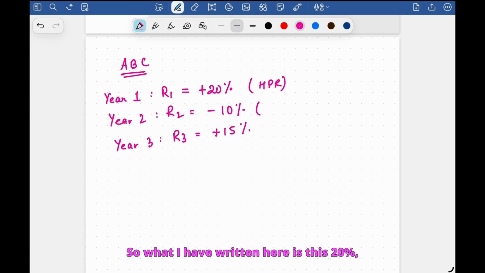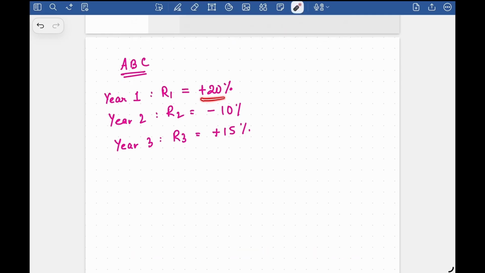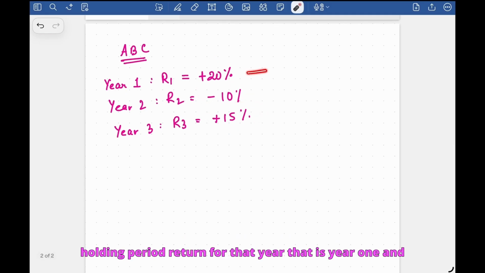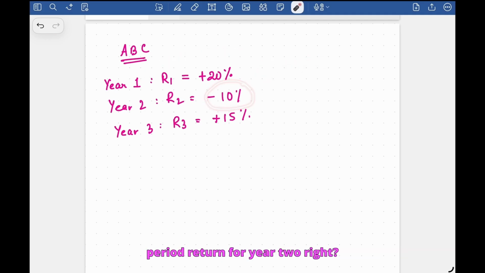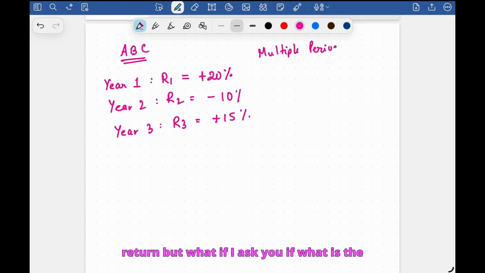So what I have written here is this 20%, this minus 10%, and this plus 15%. Each is the holding period return for that year: the 20% is the holding period return for year 1, this minus 10% is the holding period return for year 2, and this positive 15% is the holding period return for year 3. But the returns are different, or varying, over the 3 years, so you can say it has multiple period return.